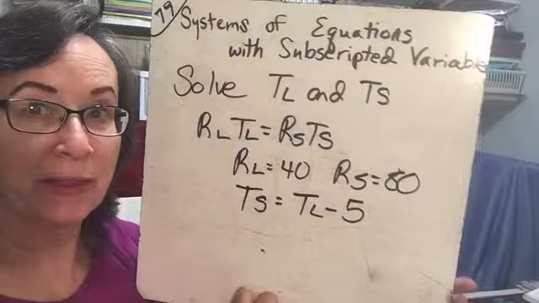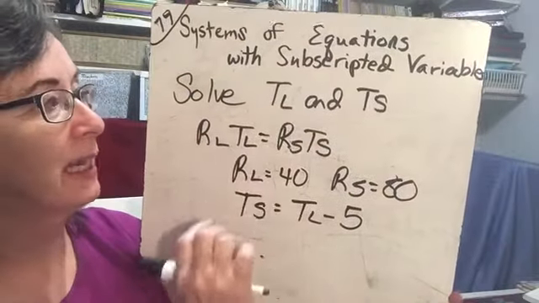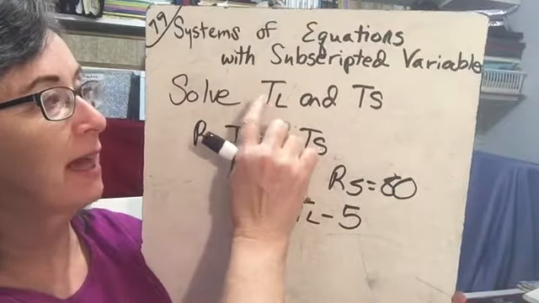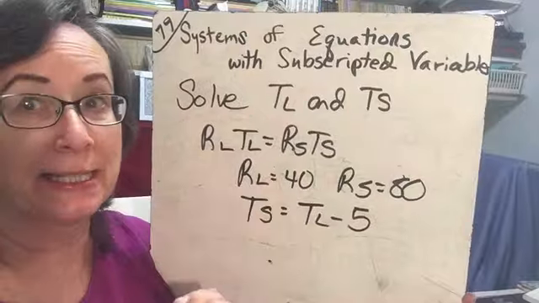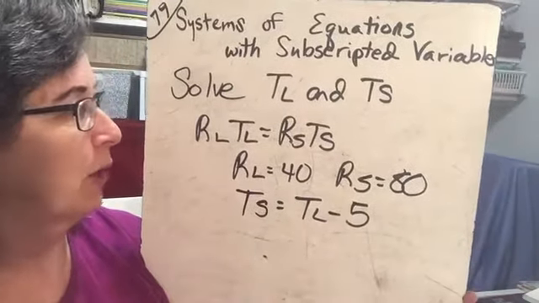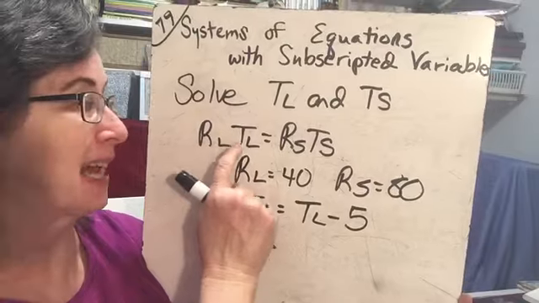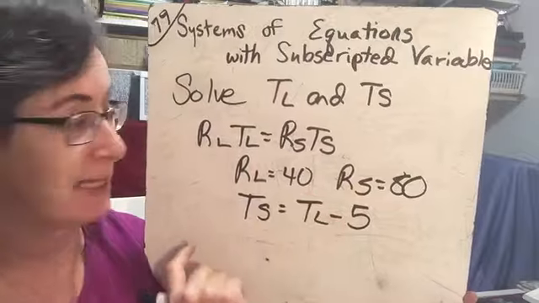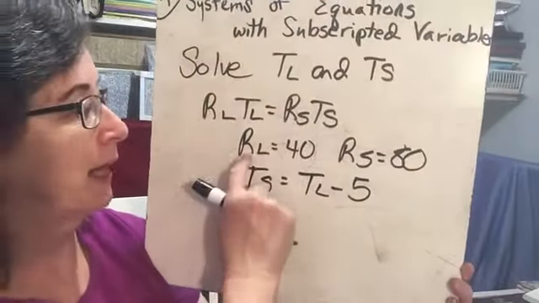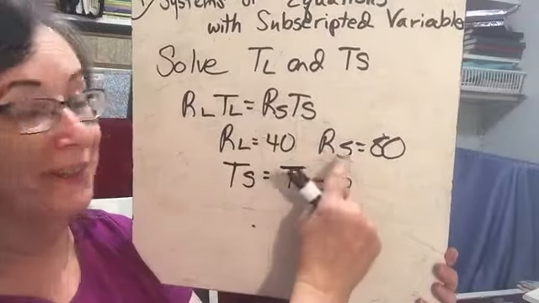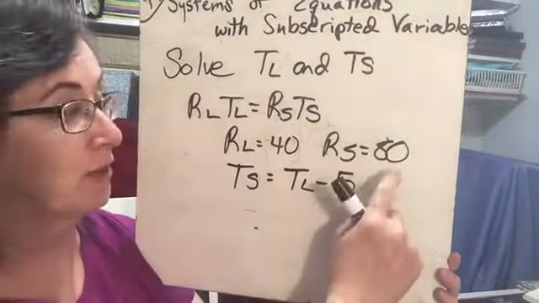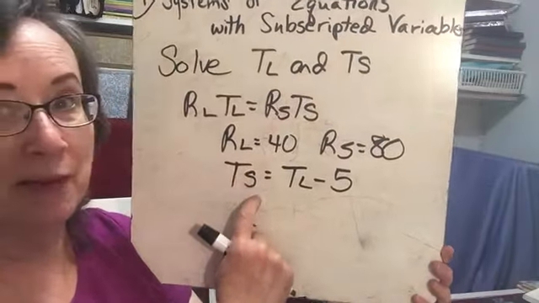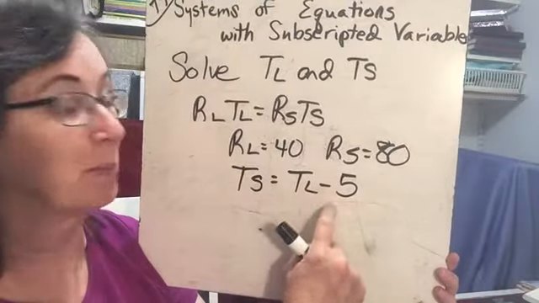So this is example 3, and we're talking about a little brother and sis. We're supposed to solve for time of little brother and time of sis, and they're taking a trip. So the rate of little brother times the time of little brother is equal to the rate of sis times the time of sis. They're giving us this. The rate of little brother is 40. The rate of sis is 80. So she's going twice as fast as little brother. And the time of sis is the time of little brother minus 5.